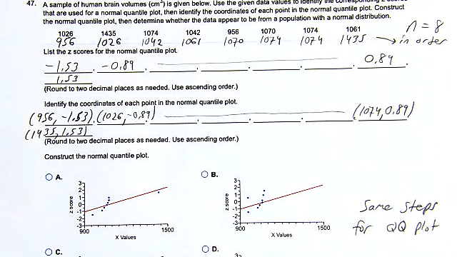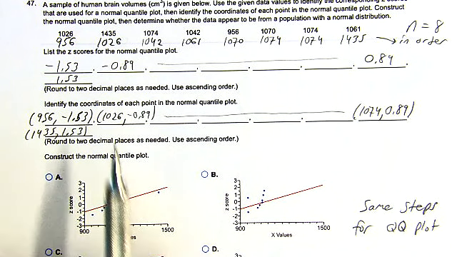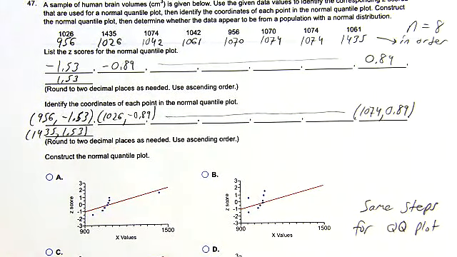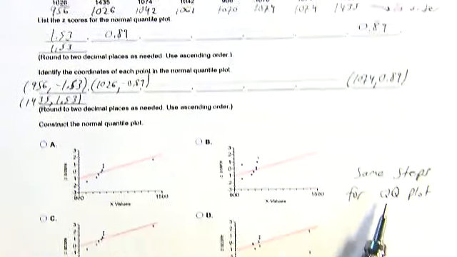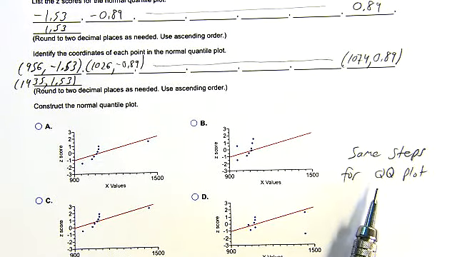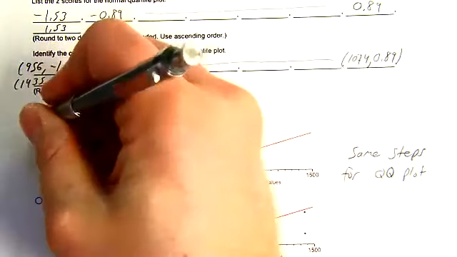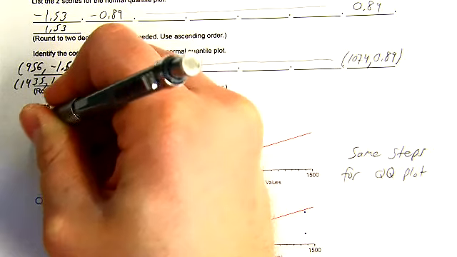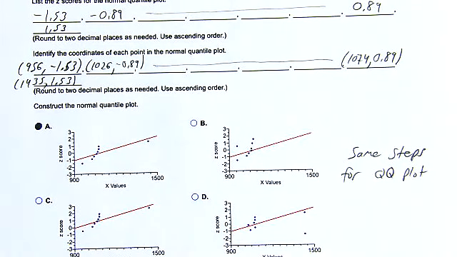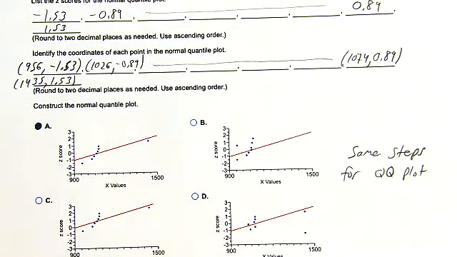And then if you wanted to, you could plot these by hand. So these are just ordered pairs. You could plot them on a graph, or you can use those same steps for a QQ plot. And if you do it, it turns out that these data points fit picture A the best. This class is more interested in the interpretation, less interested in the data crunching, but it doesn't hurt to do a little of that.